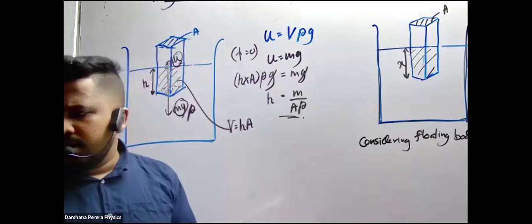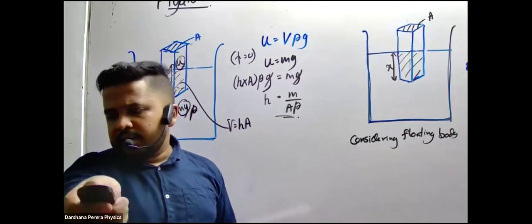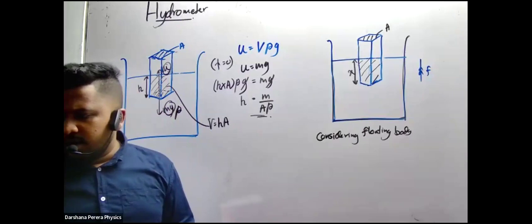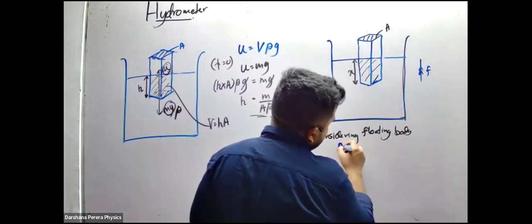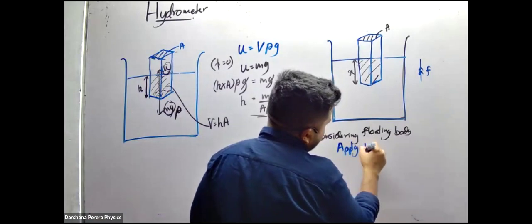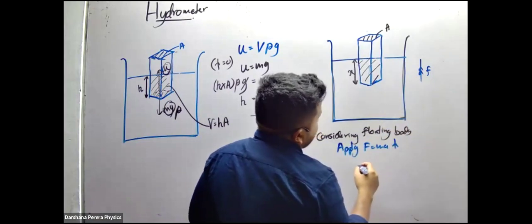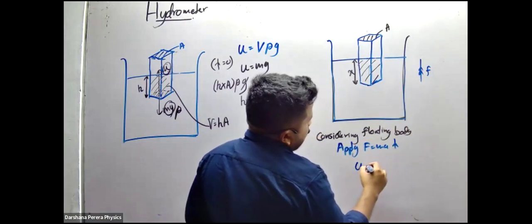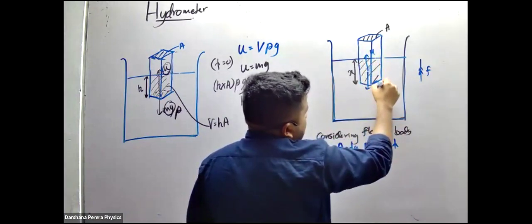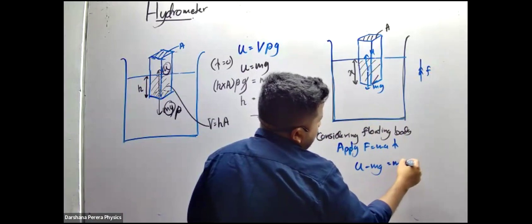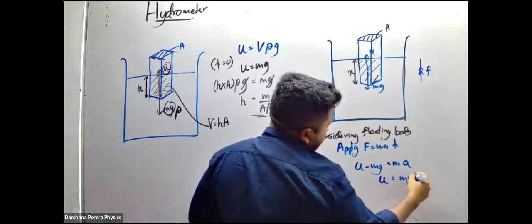Why? We have to apply F equals ma, right? When it travels in acceleration, we have to apply F equals ma. Apply F equals ma to where? To upward direction. It's getting upward. So U minus mg equals ma. So U equals m(g plus a).